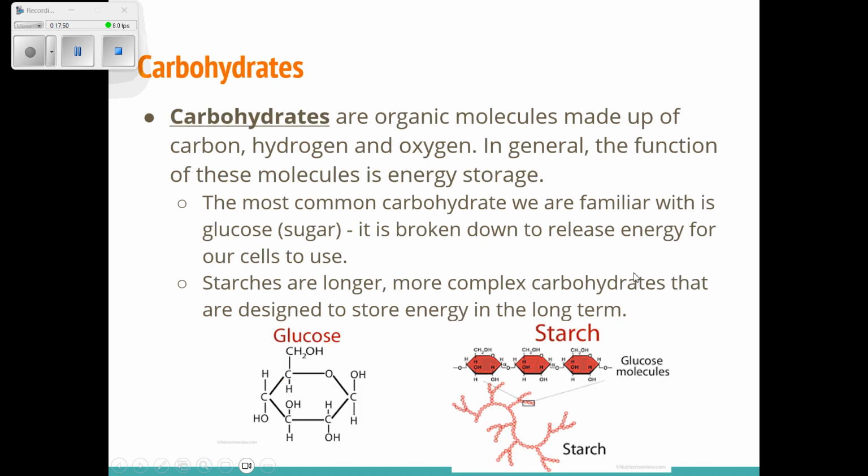Let's explore these. So first off, carbohydrates. These contain carbon, hydrogen, and oxygen. And in general, the function of these molecules is energy storage. So they're your energy stored in your body. The most common that we are familiar with is glucose. Sugar, it is broken down to release energy for our cells to use. Starches are longer, more complex carbohydrates that are designed to store energy in the long term. So think of starch as instead of just like a candy, it's more of like a grain. It has a starch.